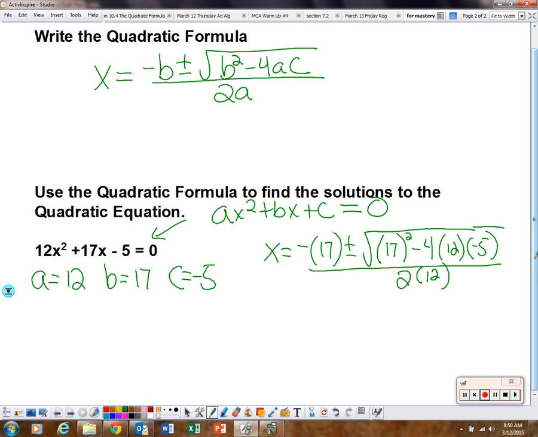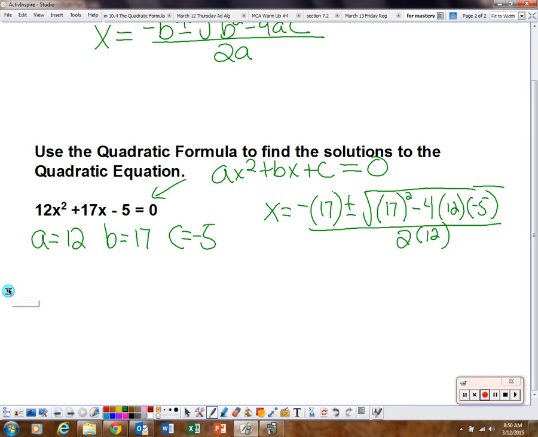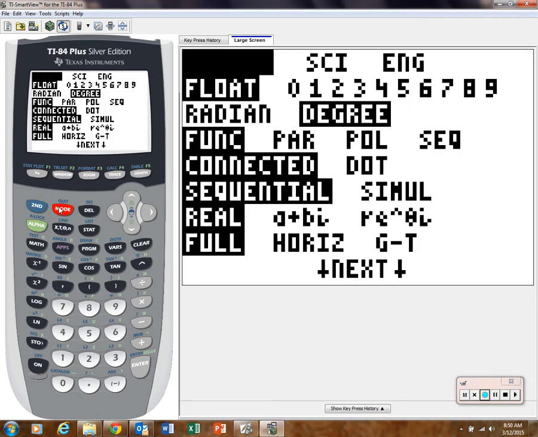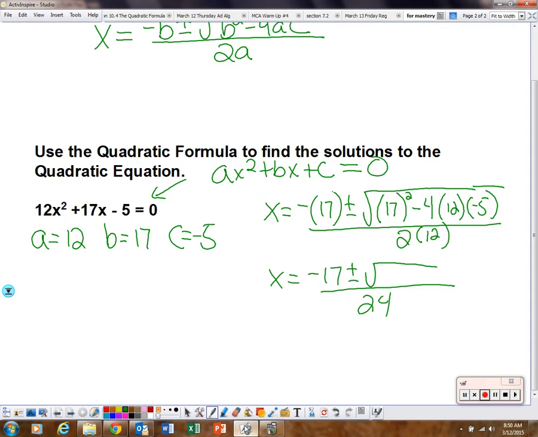Now, as I mentioned in class, do not try to do too much at once. So for now, we're going to simplify what we can without the calculator. So that becomes negative 17 plus or minus the square root. I'm not going to fill that in yet. And then 2 times 12 is 24. Now, let's figure out what is inside the square root. So take your calculator, go back to your home screen, and just type in the 17 squared minus 4 times 12 times negative 5.